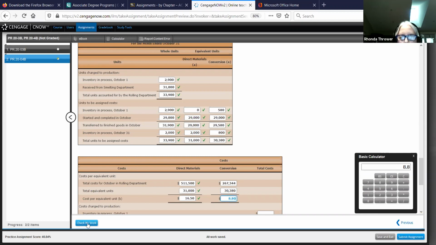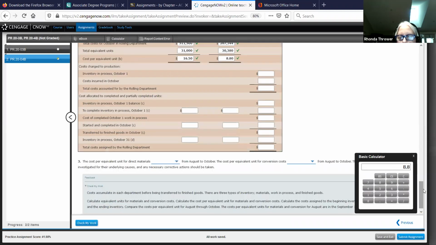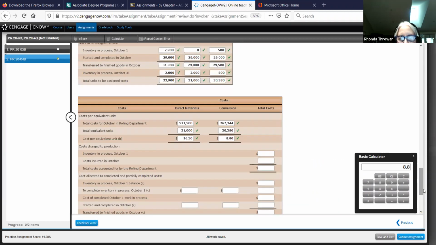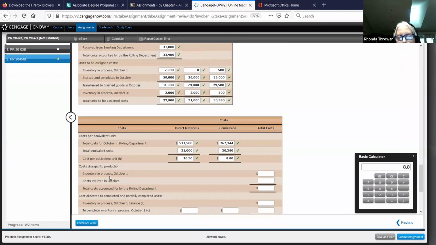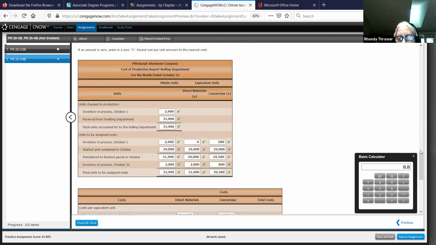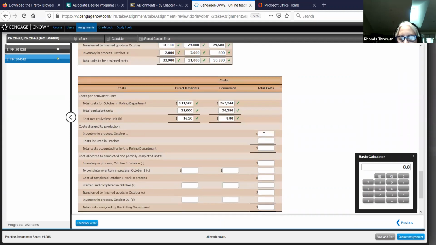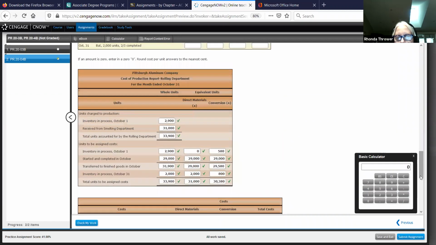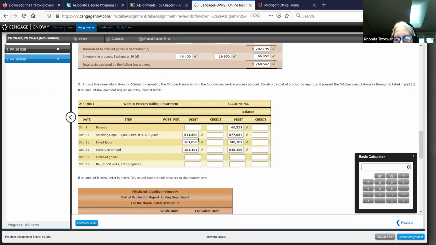And then make sure you check your work so you can move forward. Then I'm going to take my cost of my beginning inventory, which was $66,352. I'm going to add to it my cost incurred for the month, which is the total of your materials, labor, and your overhead combined together.